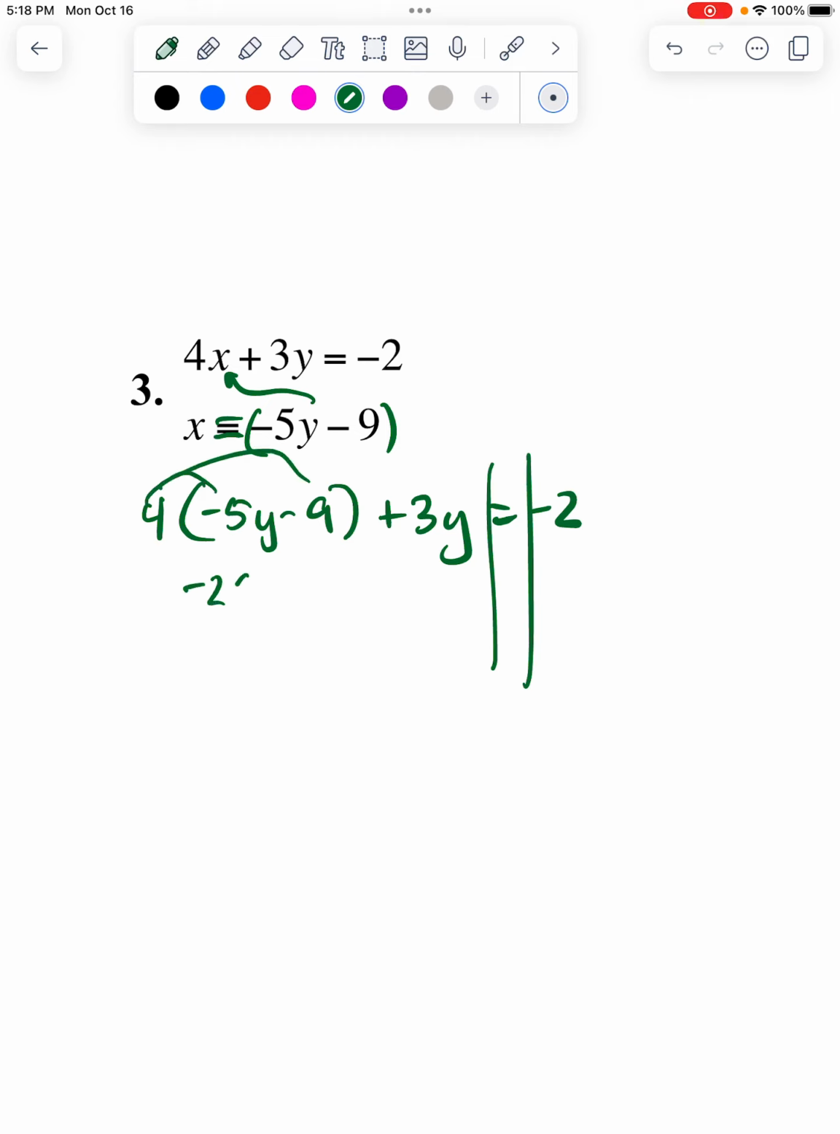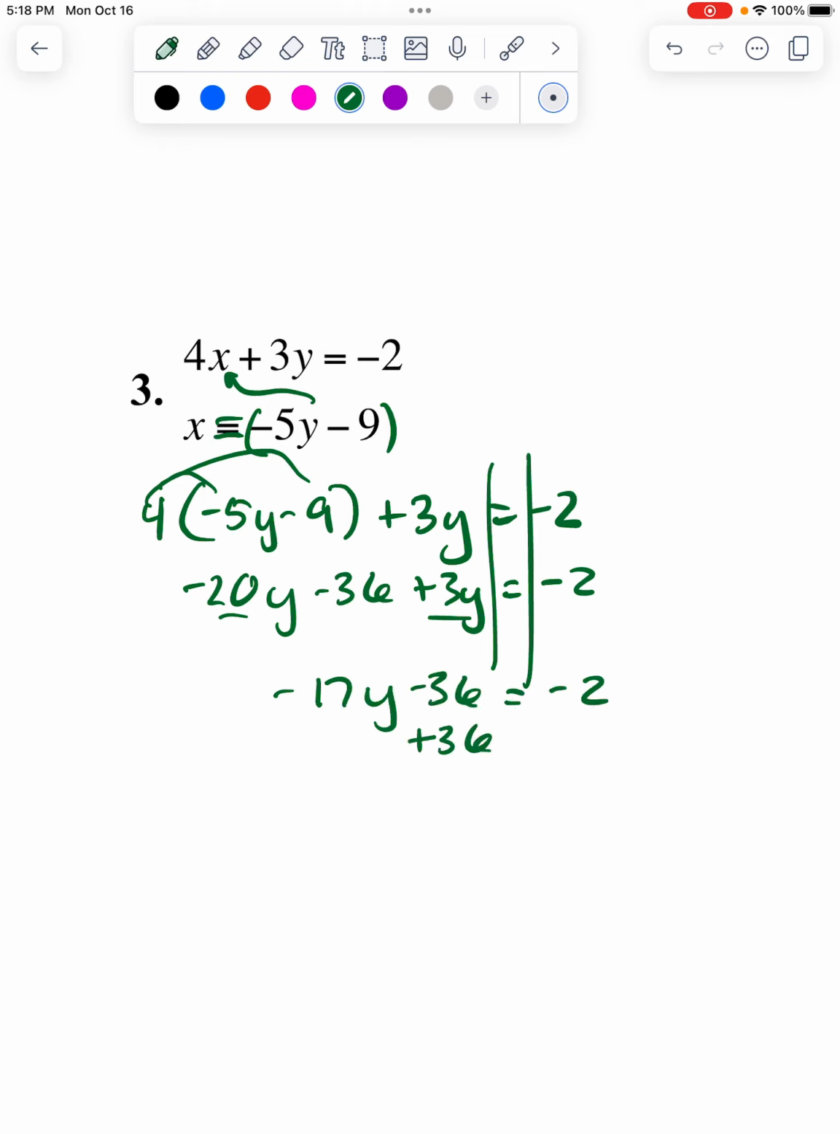Distribute. Combine these because they're on the same side. Add my 36. And I'm going through this part quickly because it is something that we should probably just know how to do by now. And then divide out my -17.